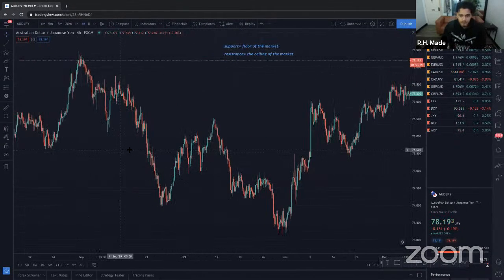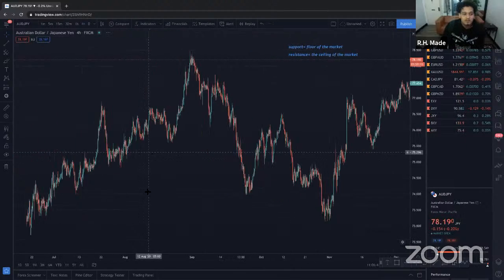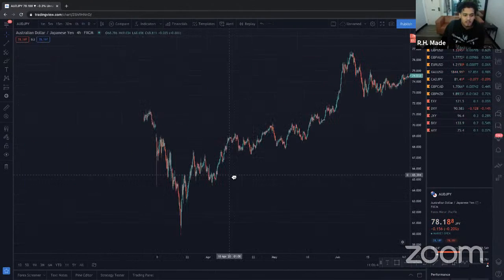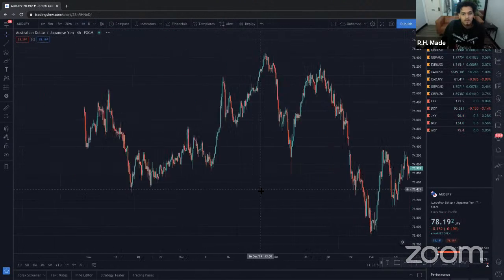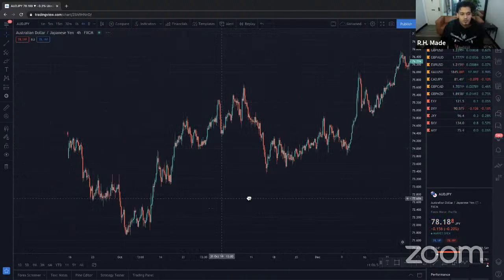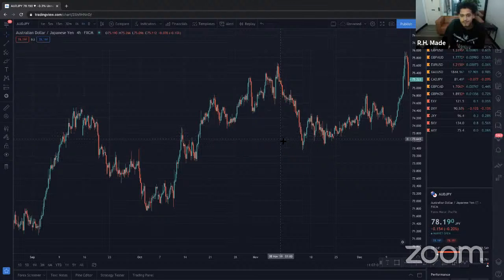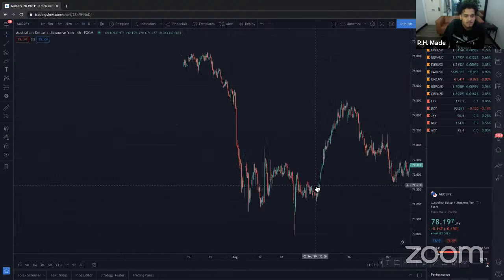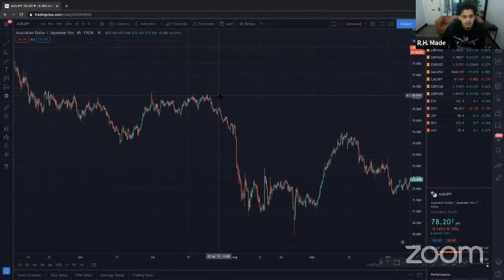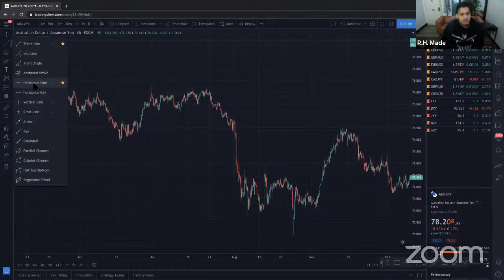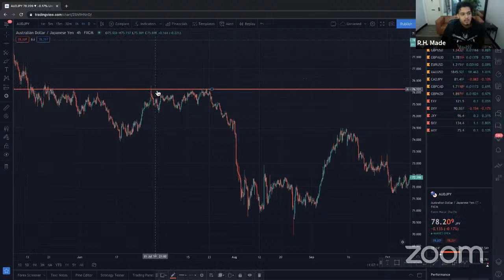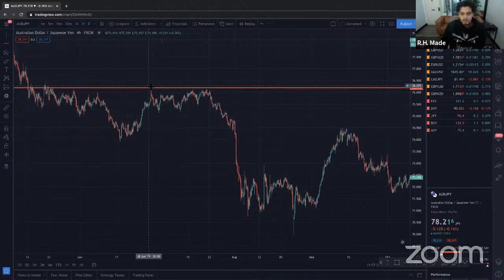So for an example, let's go back in time. Let's find good support and resistance. All right, so right here. You want to take your horizontal line tool and place it at the line of support and resistance.